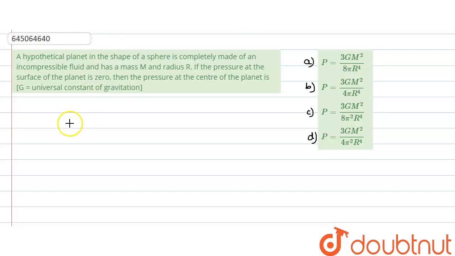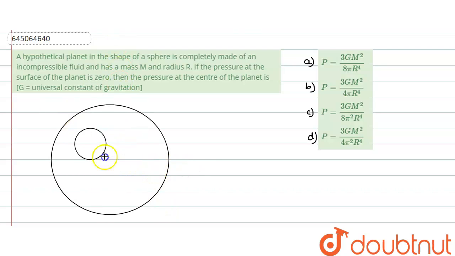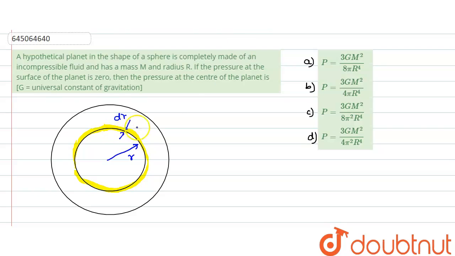Okay, so we draw our hypothetical planet. Now, how would we find the pressure? For example, we draw a sphere at a distance of small r. It would be in 3 dimensions, so there would be a thickness of the sphere. We call the thickness dr. This thickness would consist of mass, which we call dm.